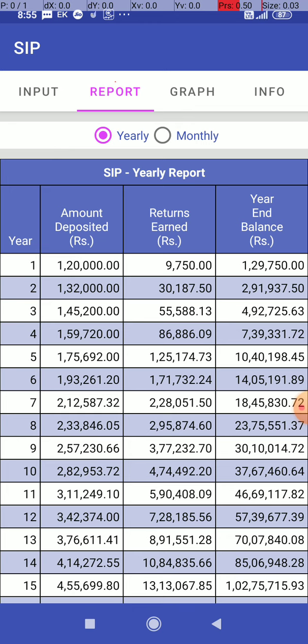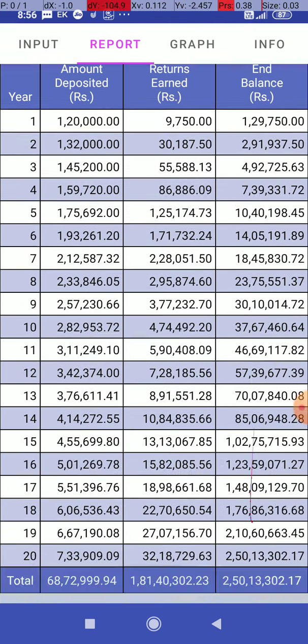In the second year you are putting 10% more, so your investment is 11,000 per month, so total amount deposited is 1,32,000, and in that the return will be 30,187, because now the original first year balance is also there, and the second year investment is also there. So after the end of 2 years, you will have 2,91,000. So like that, if you see the calculation, at the end of 20 years, your amount becomes 2,50,13,000, right?